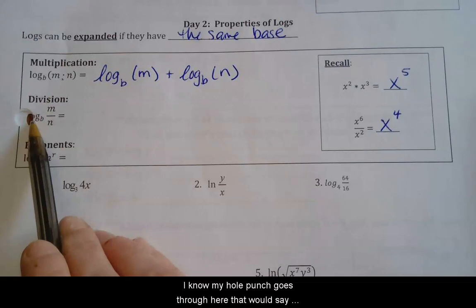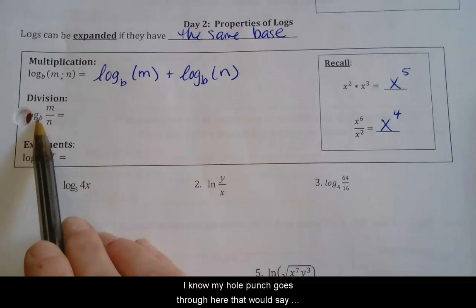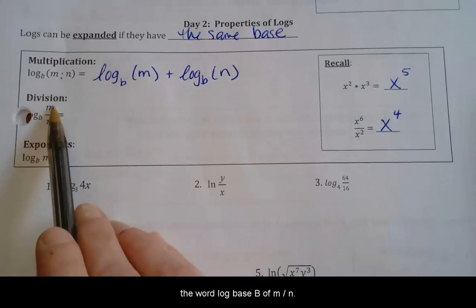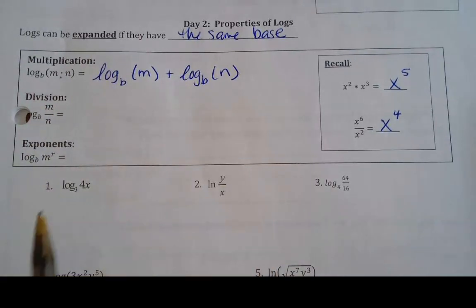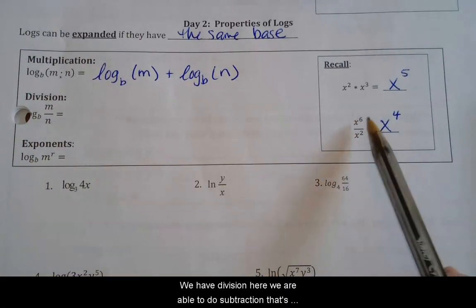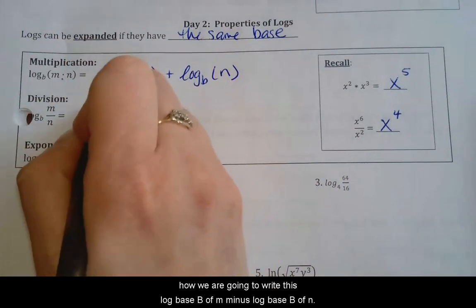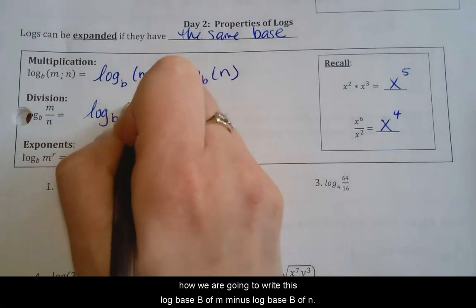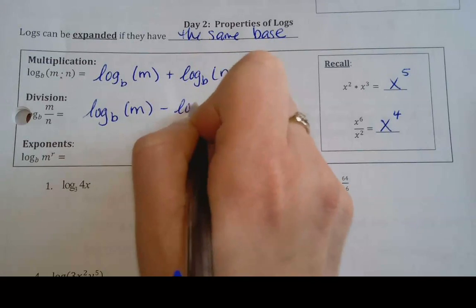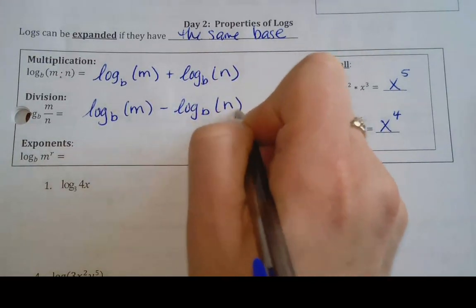I know my hole punch goes through here. That would say the word log base b of m divided by n. So just like we have division here, we are able to do subtraction. That's how we are going to write this: log base b of m minus log base b of n.